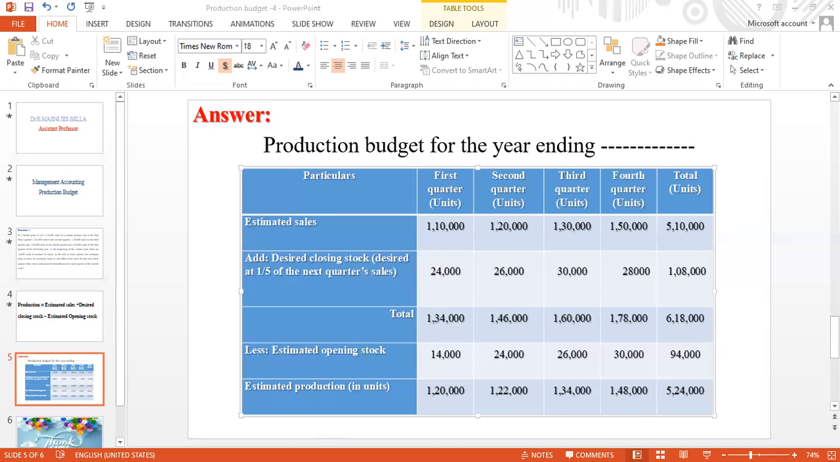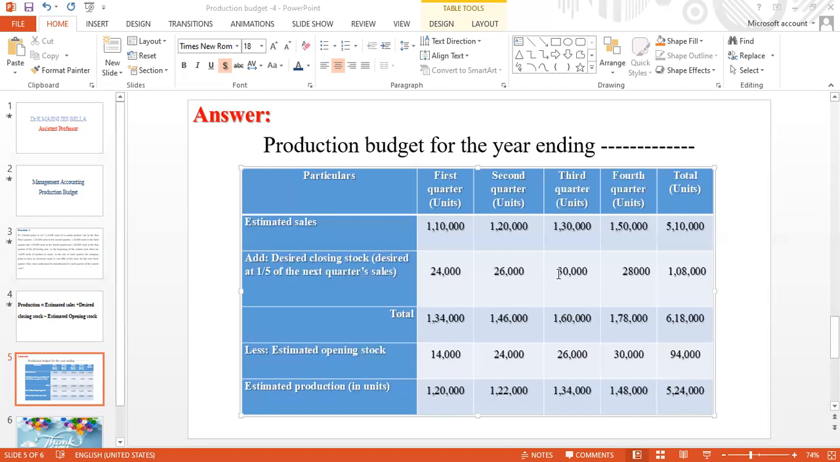The next quarter how much? 1,20,000, right? 1,20,000 divided by 5. How much? 24,000, right? Okay, 24,000 for the first quarter units. For the second quarter, how can we find out? From this sales value, we should find out the closing stock.